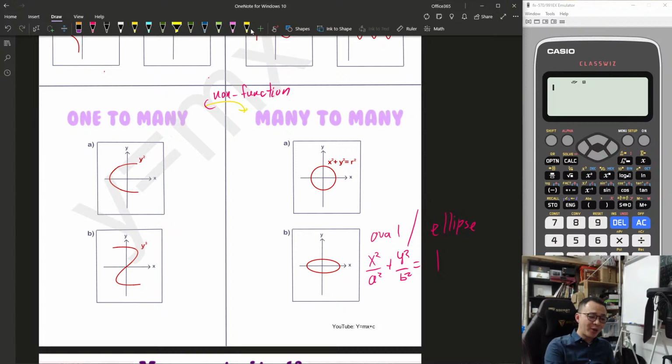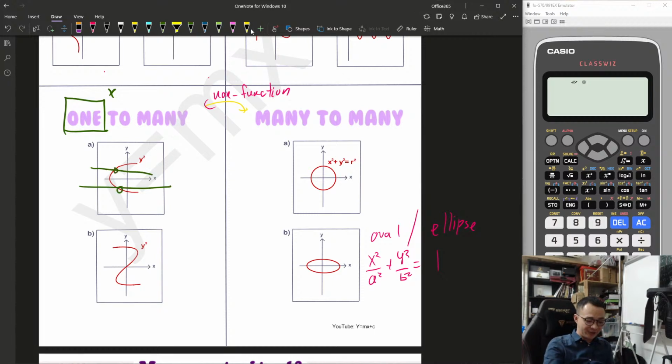But how do I get the idea of one? This one means one x. In order to test x, we do the horizontal line test. In order to test y, we do the vertical line test. So if I do the horizontal line test on this one, I only touch one point no matter how I draw.